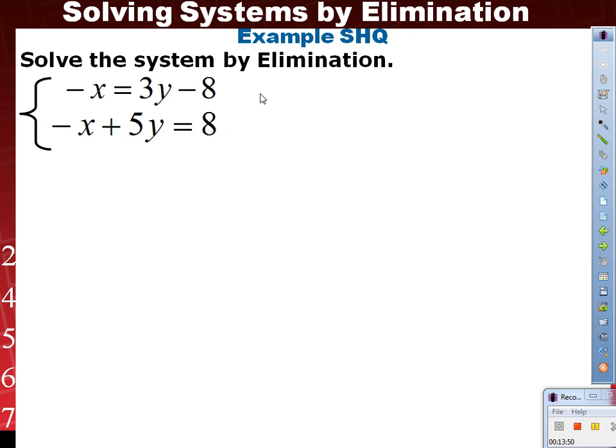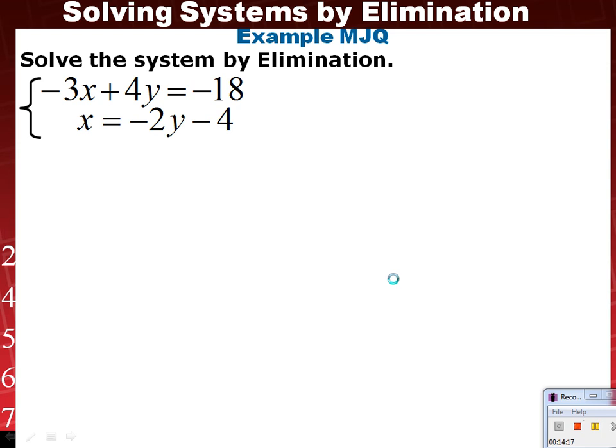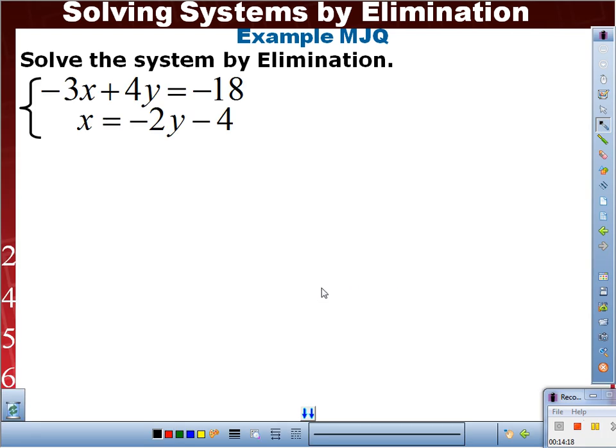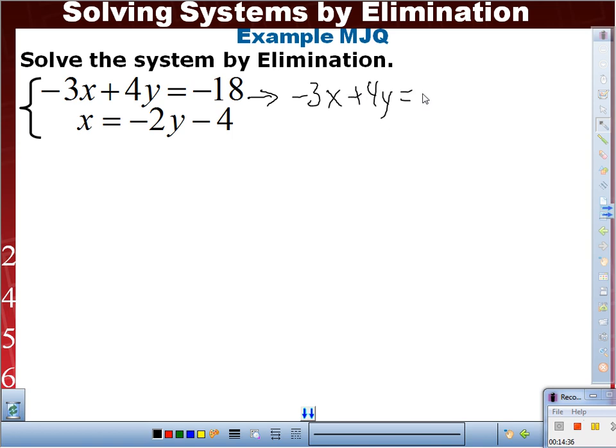Solve the system by elimination. The system given: negative 3x plus 4y equals negative 18, and x equals negative 2y minus 4. All right. Help me with this one, please, Maria. What do we check for first? Standard form. Is the first one in standard form? Yes, so I'm going to rewrite it over here to the right. Negative 3x plus 4y equals negative 18.